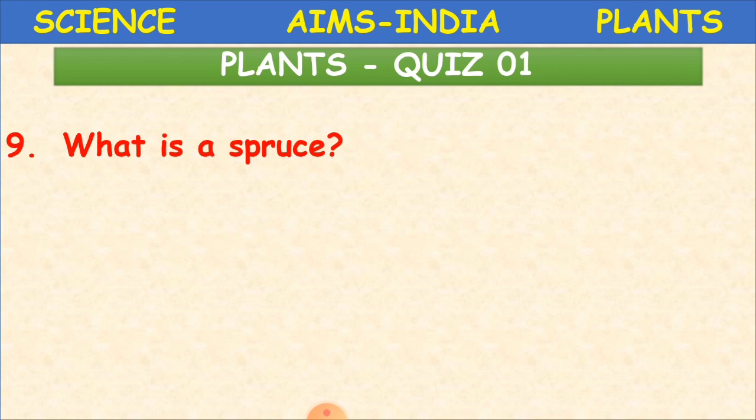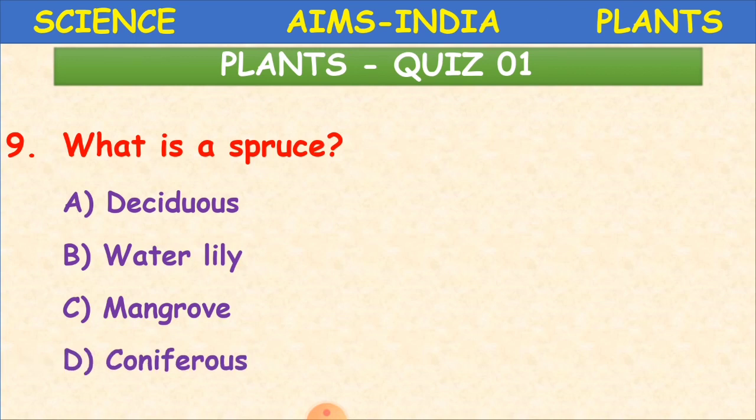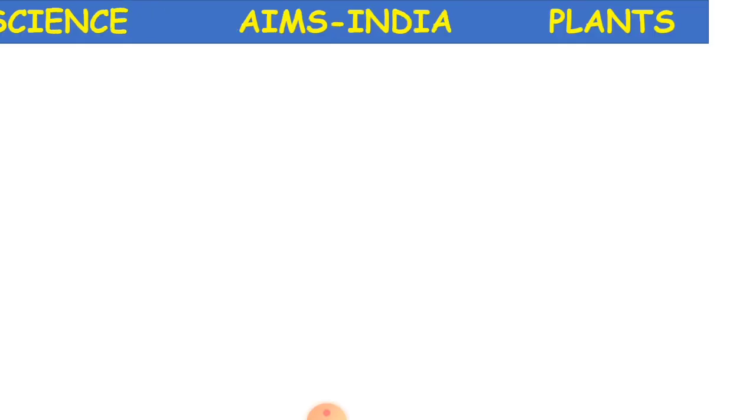What is a spruce? Option A is deciduous, B water lily, C mangrove, D coniferous. Spruce. We already learned that it is coniferous. It has cone type of leaves. Okay, children? Clear? And the last question for you.